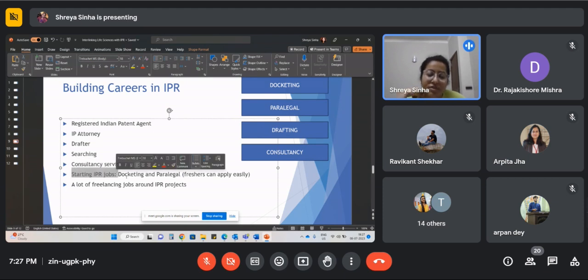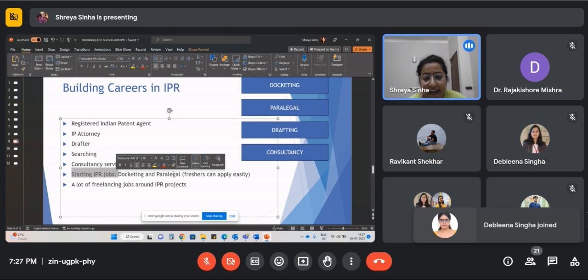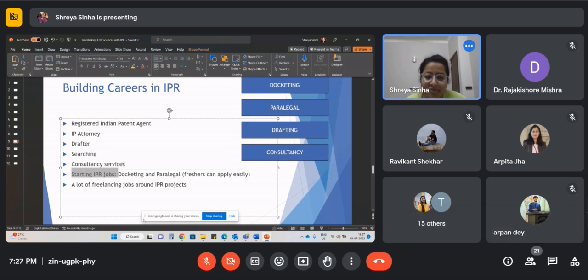If, suppose, some of you are passing this year, the Indian patent agent examination will occur next year in May. This year it occurred in May, so I'm not sure when it will come next year. So if you want to pursue it, then you can start with docketing and paralegal work. Why? Because it'll give you an idea. Any company you go to will provide you 2 to 3 months of training on what IPR is, what a patent is, what a trademark is, everything. So at least you'll get an idea what IPR is all about. And meanwhile, you can prepare for the Indian patent agent examination. And once you clear it, you can switch your domain.